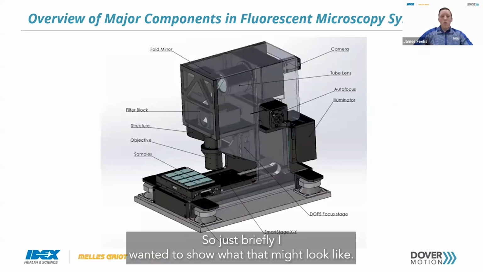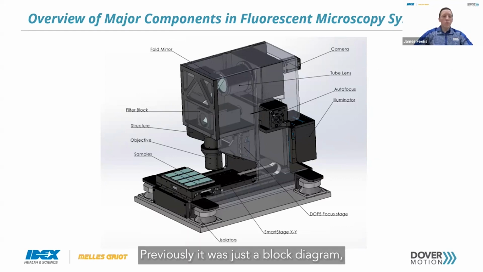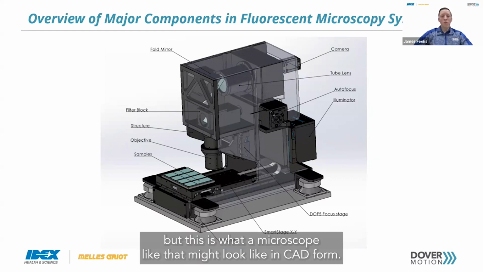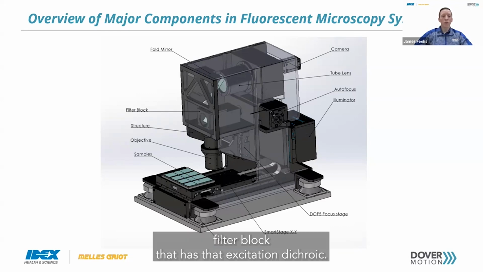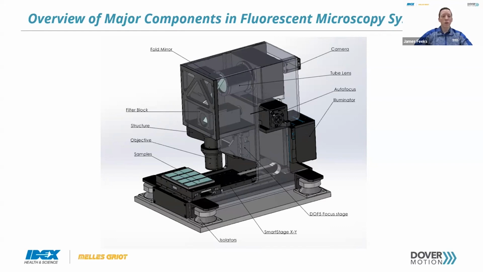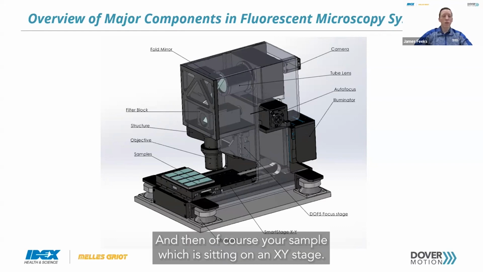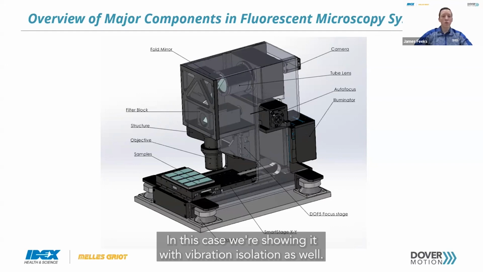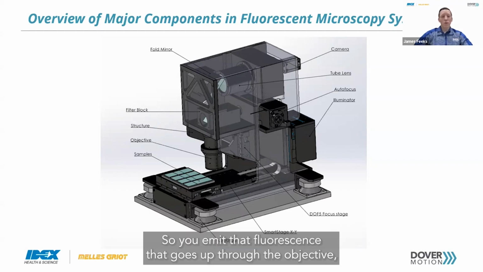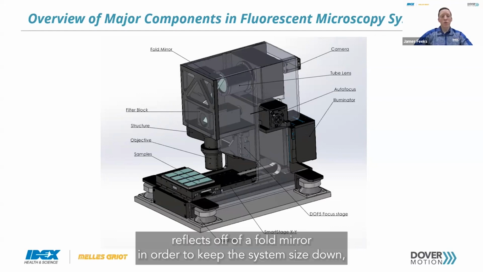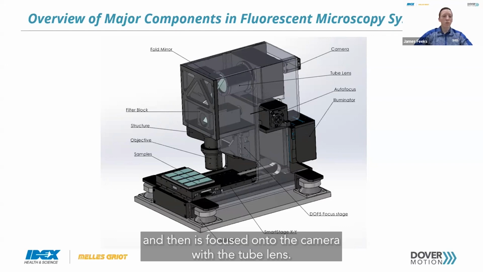Just briefly, I wanted to show what that might look like. Previously, it was just a block diagram, but this is what a microscope like that might look like in CAD form. Again, you can see your imaging optics, your autofocus and illuminator, the filter block that has that excitation dichroic, and then of course your sample, which is sitting on an XY stage. In this case, we're showing it with vibration isolation as well. You emit that fluorescence, it goes up through the objective, reflects off of a fold mirror in order to keep the system size down, and is then focused onto the camera with the tube lens.